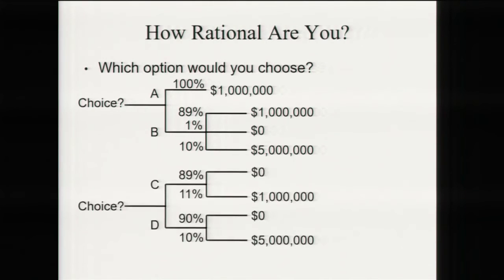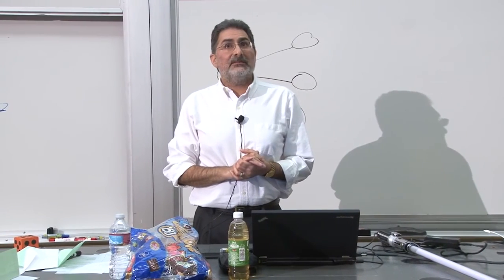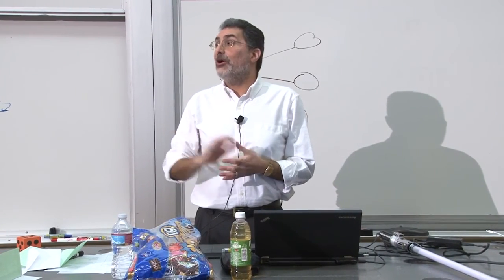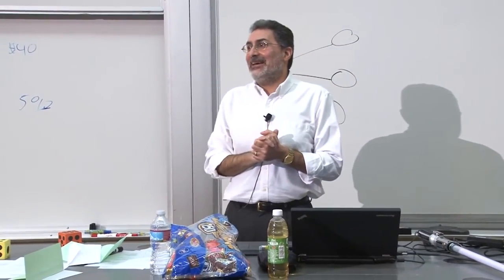Option 2, not so nice. No guaranteed options. So you have a choice in C and D, where C says there's an 89% chance of nothing and an 11% chance of $1 million, and D says a 90% chance of nothing and a 10% chance of $5 million. So go ahead and decide for yourself which one of those two you would choose. Okay. How many people chose A and C? B and C? Oh, okay, go ahead. I know, it's a tough decision. Okay.